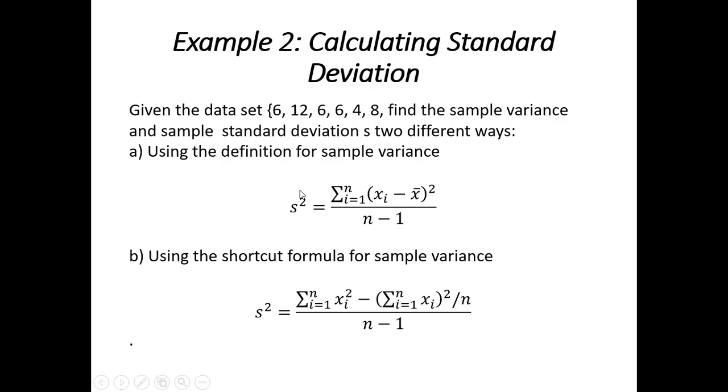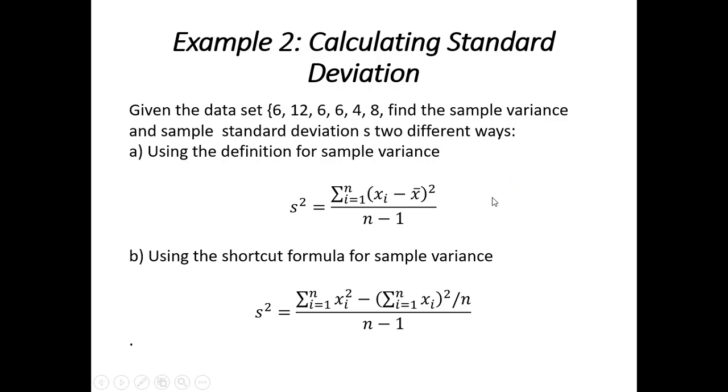Okay, let's move on to example 2. So example 2 is about calculating standard deviation. Okay, let's say we have a data set that looks like this. We have the values 6, 12, 2 more 6s, 4, and 8, and we want to find the sample variance and sample standard deviation S two different ways.